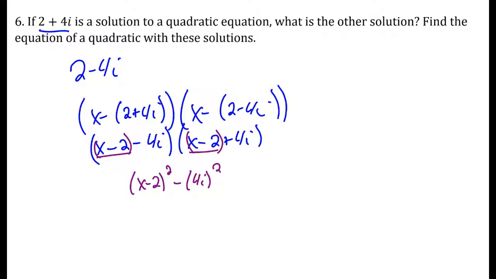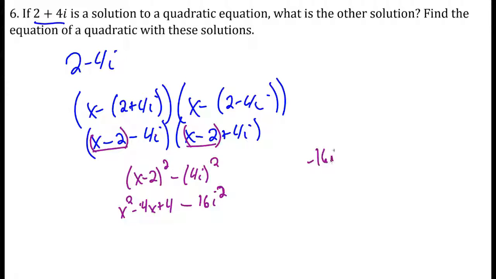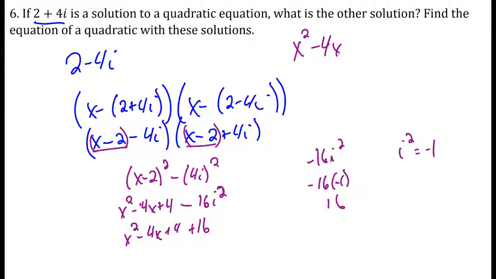Don't worry about this next step because you really could have just multiplied it out. I'm just saving some time. So I have x minus 2 squared, which is x squared minus 4x plus 4, minus 16i squared. And I know that i squared is negative 1, so negative 16 times negative 1 is positive 16. So I get x squared minus 4x plus 4 plus 16. So my final answer is x squared minus 4x plus 20. That's my final answer.